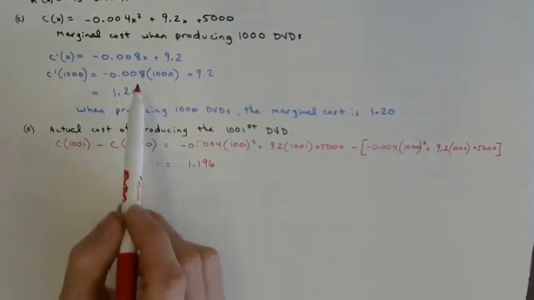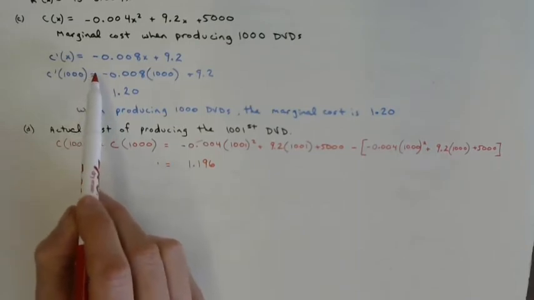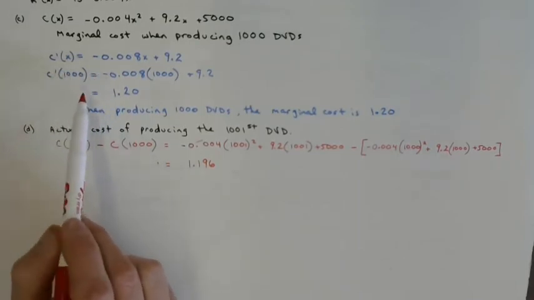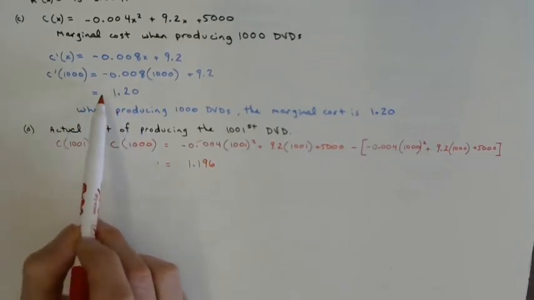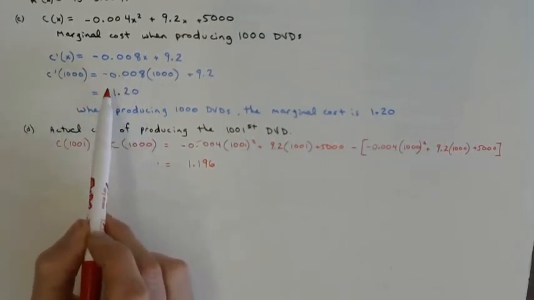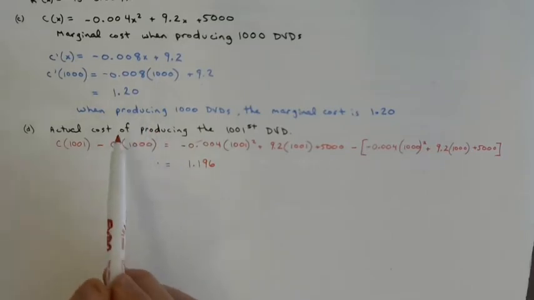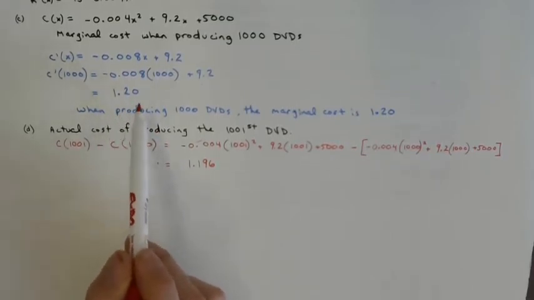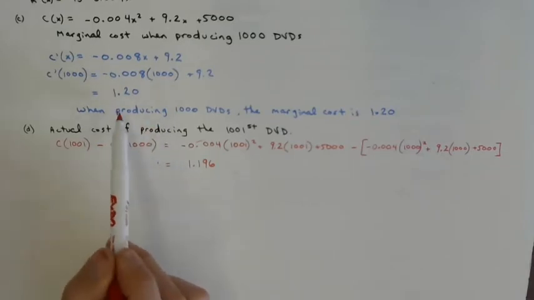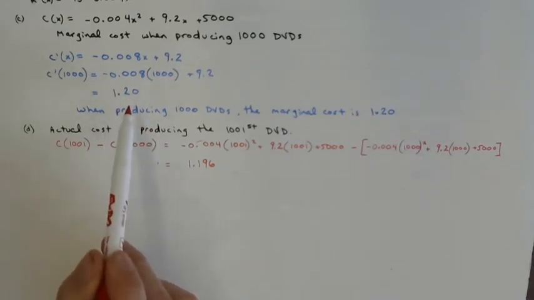So the point is to note the similarity. This was a lot easier: take the derivative of the cost function and sub in 1000, and you get the rate of change at that point, which converts into the cost of producing the next DVD, and then the next DVD, and the next DVD. So you can find out what your cost is like.